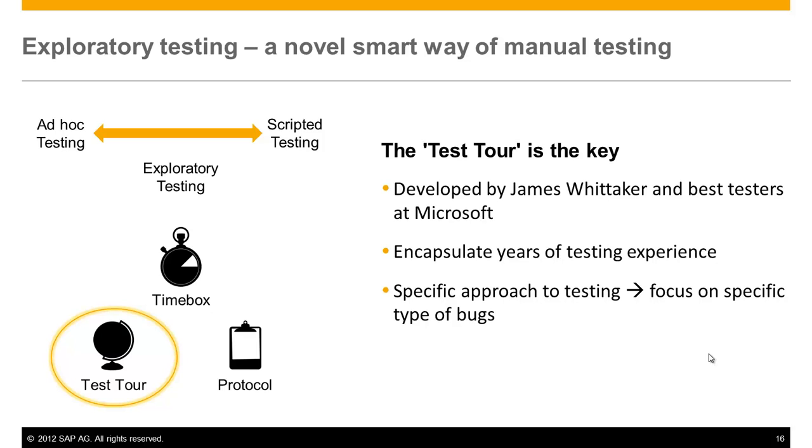Instead of having a script that defines exactly what's supposed to be done, 100% deterministic, if you will, you have just a time box. You say, I spend 2 hours, I want to test this wizard. That is the scope. I will write a protocol, so I will write down what happened, but in a very concise way. And the new element really is the test tour. This is how I test. Basically, specific types of testing approaches find specific types of bugs, and this is where the power of exploratory testing comes from.